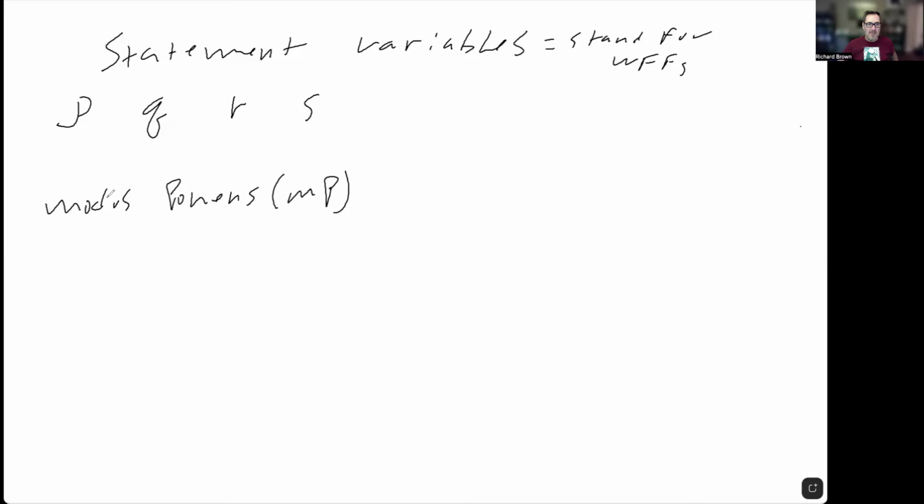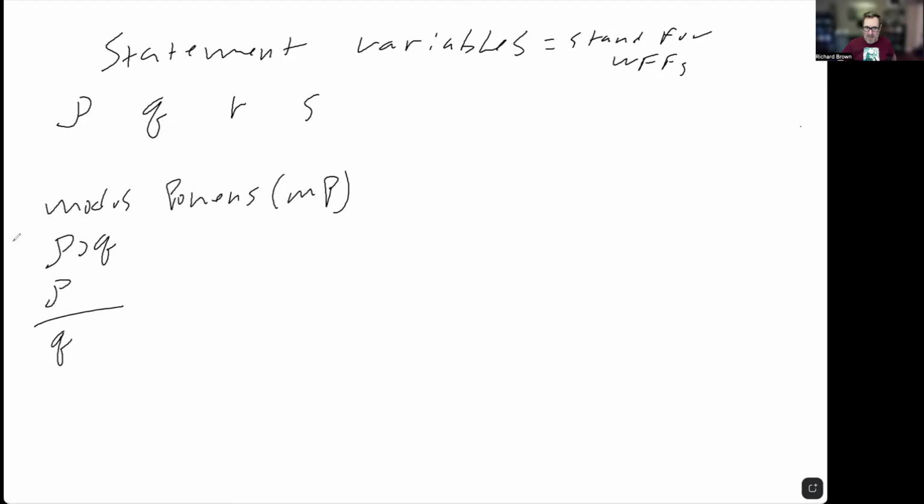This is Latin for in the mode of placing, I think ponens literally means. But what it's named for is what happens in the second premise. So if you know that P horseshoe Q, and you also know that P is true, then you're able to infer that Q is true.